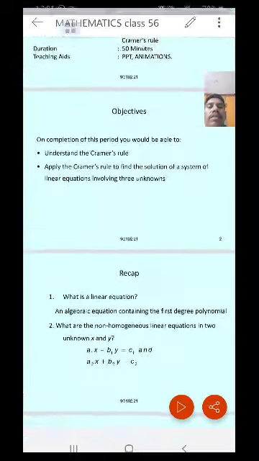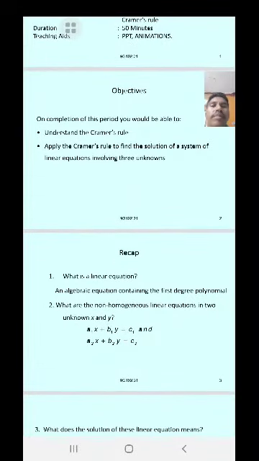The objectives of the class are in this PPT. On completion of this period, you would be able to understand Cramer's rule and apply Cramer's rule to find the solution of a system of linear equations involving three unknowns.